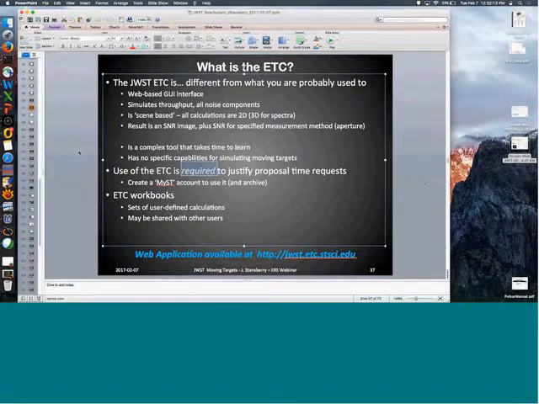John, does the workbook capability permit a batch process to run the ETC? No. They're canned, which can be run separately. And at the moment, I don't know, maybe Stefanie can comment on this. Are there people within the institute that can access the back end? It's called Gandia. But I'm not sure what plans are for making that available to the community. It would help if we could do that for moving targets.